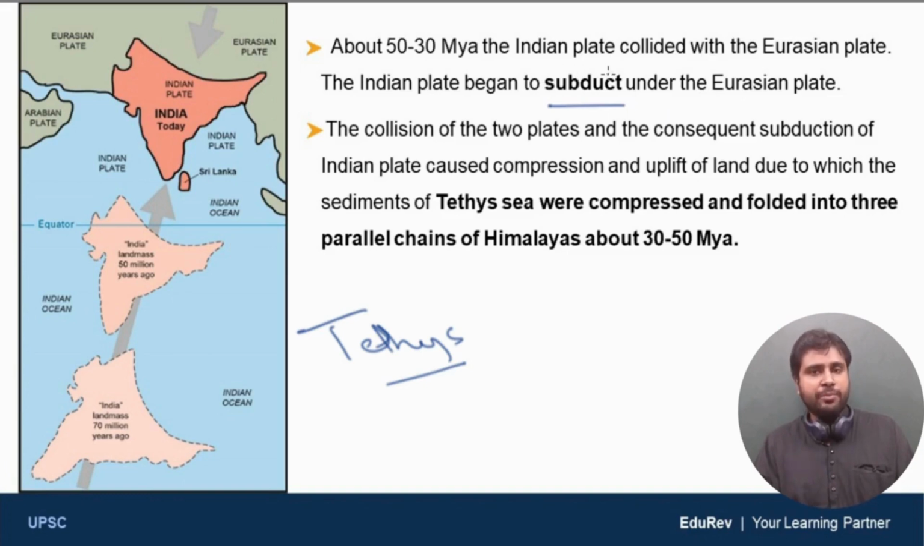But the important point you have to keep in mind here is that about 50 to 30 million years ago, the Indian plate collided with the Eurasian plate. Now, the collision of the two plates and the consequent subduction of the Indian plate caused compression and uplift of land, due to which the sediments of the Tethys Sea were compressed and folded into three parallel chains of the Himalayas about 30 to 50 million years ago.